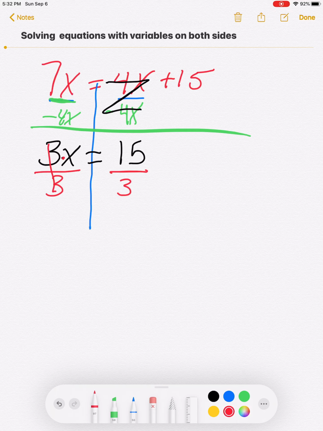So 3 divided by 3 leaves me with an x, just a 1x, and that's going to be equal to 15 divided by 3, which is 5. So my answer is x is equal to 5 from this equation.